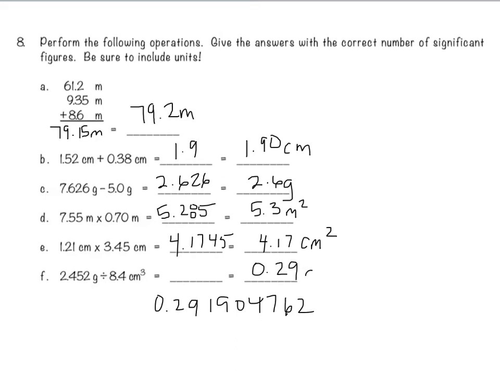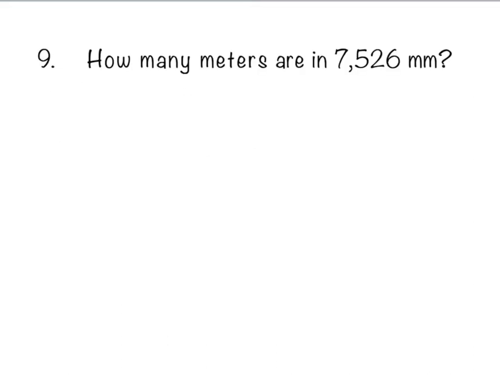0.29, the units, grams per cubic centimeter. That's really a density problem. On all these problems, you must show your work and you must use the factor label method or dimensional analysis, whatever you want to call it.